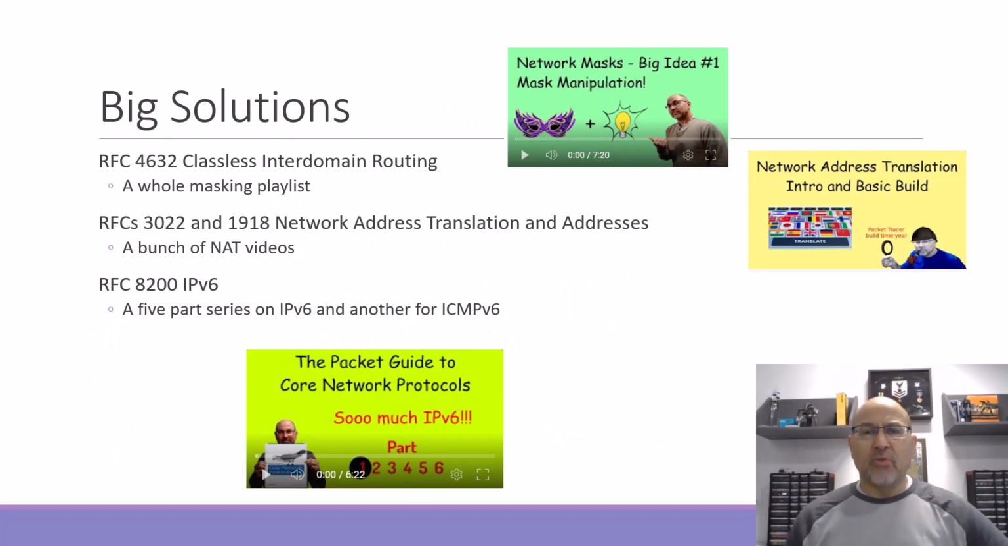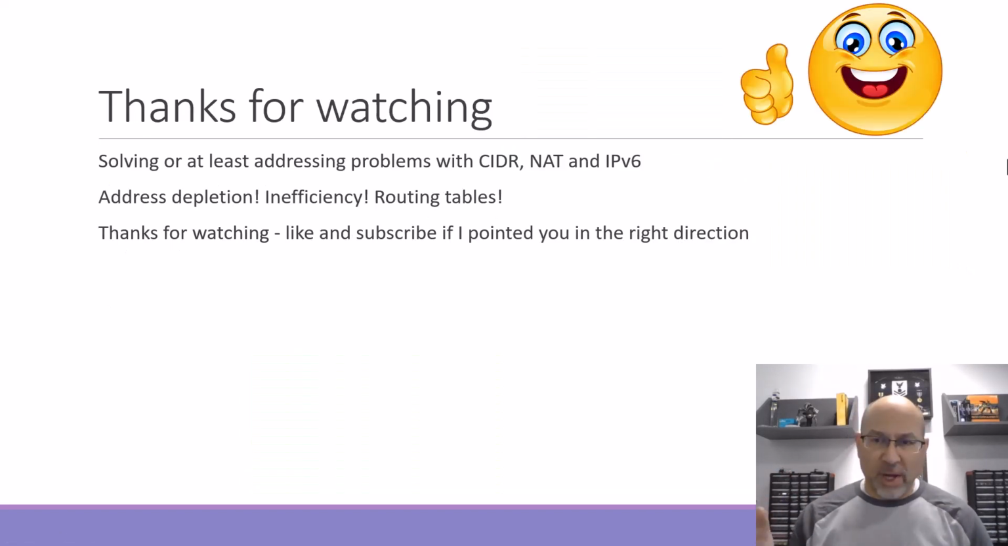So there you go. I just wanted to remind you that you have resources when we start to look at things that are happening today, why we do things the way that we do. There are some very real stressors on our internet addressing and our structure. And then we've got some solutions. Some have been adopted more universally than others. Well, thanks for watching this short little reminder video, solving or at least addressing problems with CIDR, NAT, and IPv6. So the big ones were address depletion, inefficiency of that address space, and the routing table size.